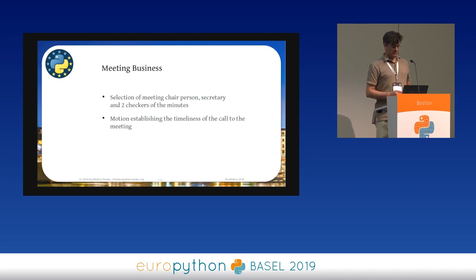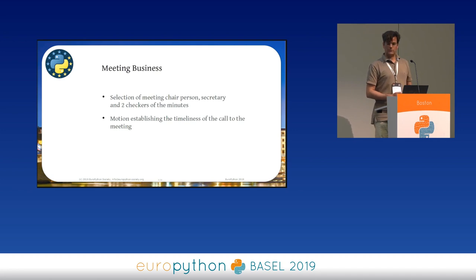Right, now we have some meeting business to do. We need to select a meeting chairperson. That's the person who actually runs the meeting. We need a secretary and two checkers of the minutes that the secretary then generates. And once we have those in place, we need to start voting. So the first vote is to a motion establishing the timeliness of the invite. So who wants to be a chairperson for this meeting? Yeah, Jakob?